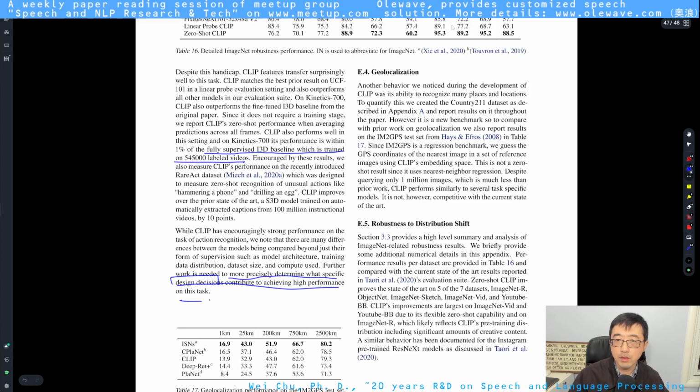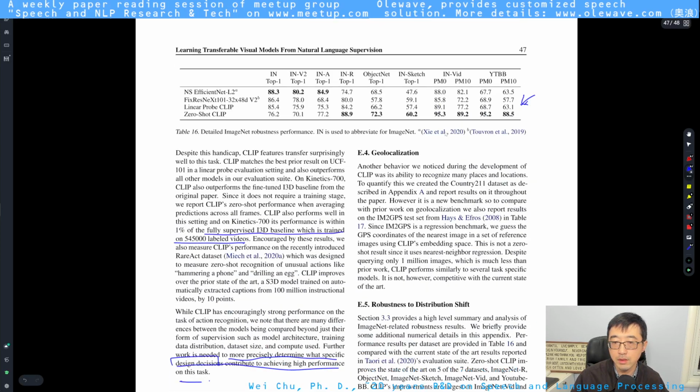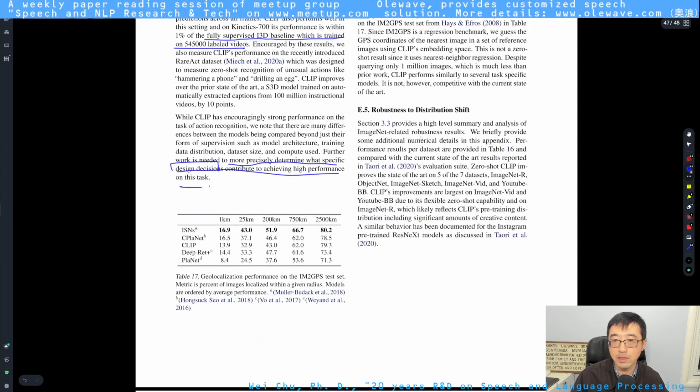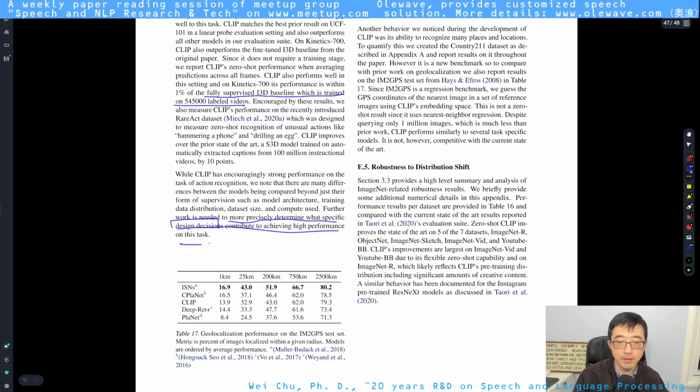And they also compare the geolocalization. Yeah, I think I would skip this because I have to say that I forgot to read this image, but I think the result is consistent with the previous conclusions. Geolocalization, I think it's here. So you can see it's still not as good as the state of the art, but it's very promising. It's getting there.